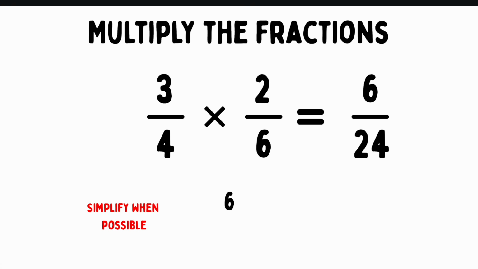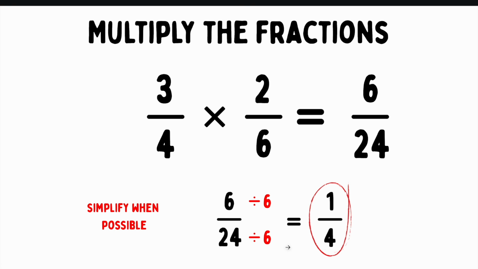Let's simplify 6/24. We notice the numerator and denominator are both divisible by 6. Let's think, 6 times what is 6? 6 times 1. Let's think, 6 times what is 24? 6 times 4. The product is 1/4. 3/4 times 2/6 is 1/4.